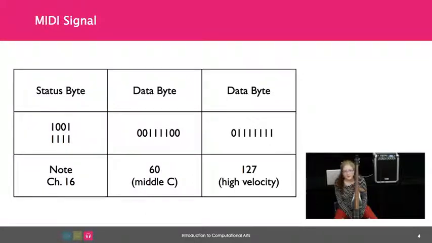So MIDI has status bytes and data bytes. The status byte says what type of message will follow, such as a note on, and the data byte says which note. For instance, note number 60 is middle C. Data bytes are 8 bits long, which means 127 possible values, and since we're working with computers, counting starts at 0. So that means that most MIDI messages only have a possible range of 0 to 127, but pitch bend messages are 2 bytes long.